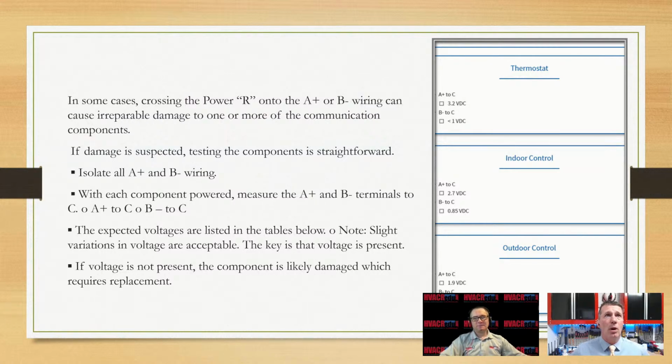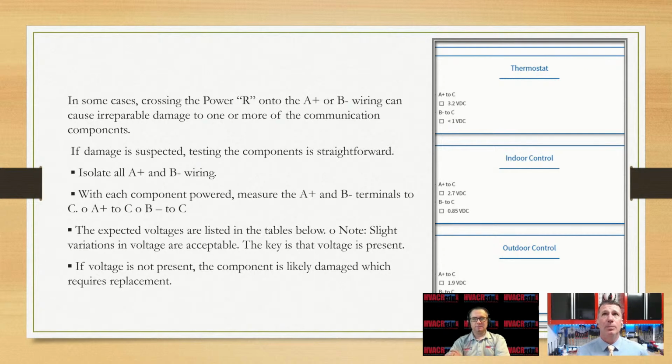With this particular one, if you think there's a communication issue, you're being told in the service manual to isolate A plus and B negative, and then measure the A plus and B terminals to common. Back to our reference point of common once again. This particular one is done a little bit differently because they are utilizing voltages at each different part. They're saying, let's just make sure that if we're going from A to C isolated, we're going to have 3.2 volts, and B to C is going to be less than a volt DC.